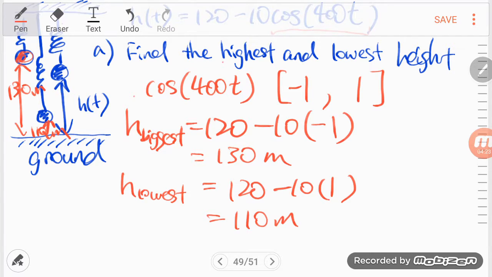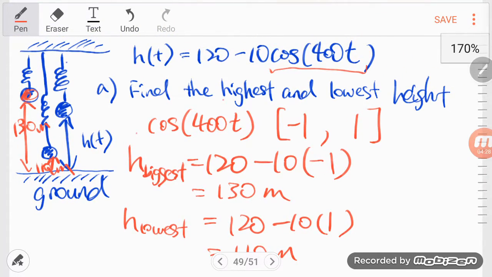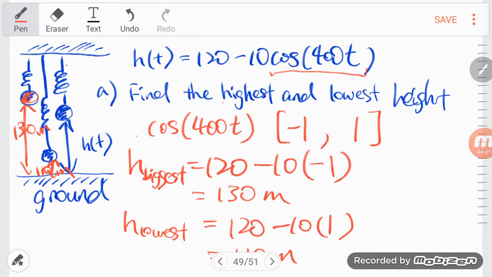Okay, so we don't really need to solve anything. We are able to find the answer to this question purely based on our knowledge of cosine values. Because the biggest cosine value would be 1. The cosine value would have a smallest value of negative 1. And one of those two values will give me the highest when I put it in the expression, right? And in this case, when I put in negative 1, I will have 130, which is my greatest height.